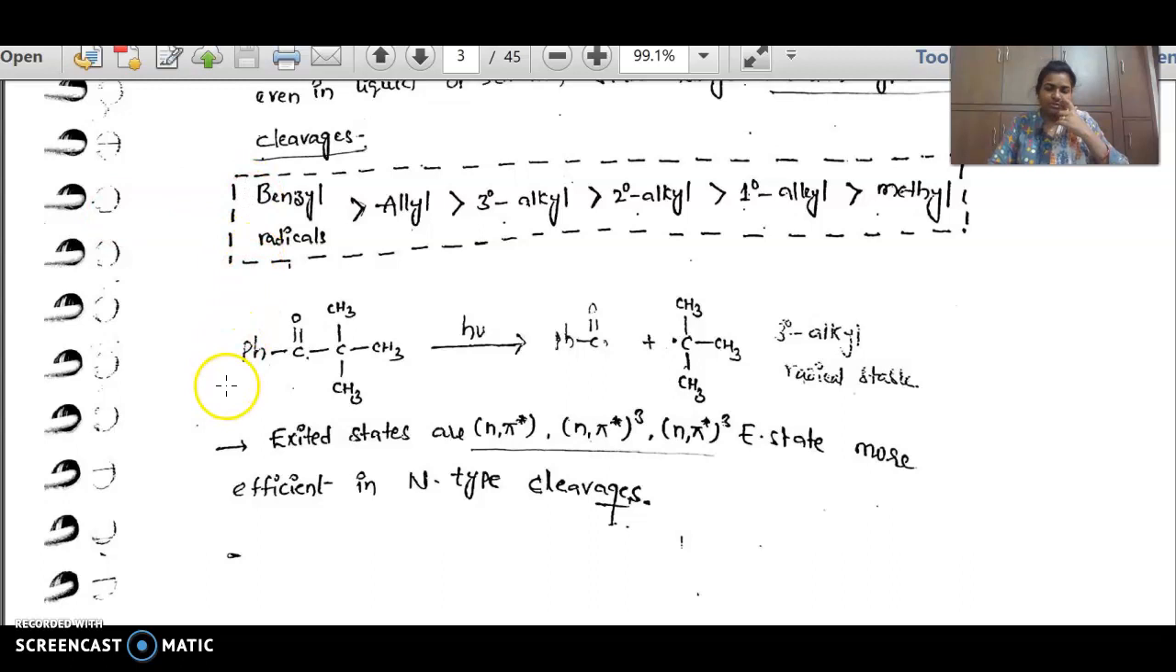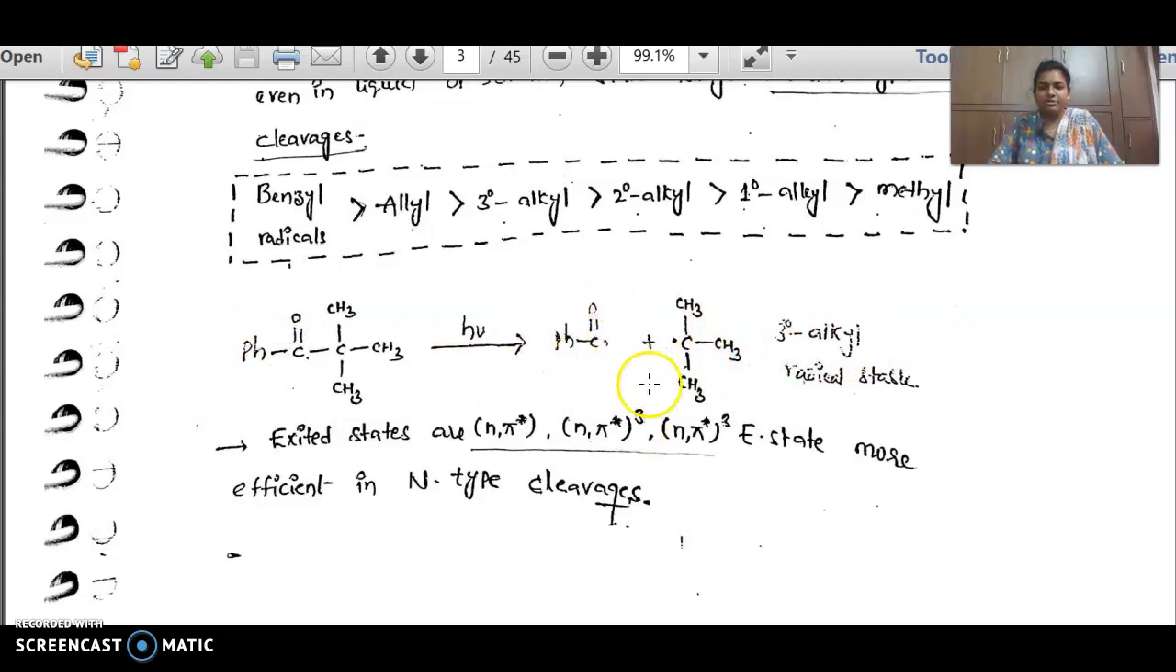Here, this is the C double bond O carbonyl functional group, this is an alpha bond, and this is also an alpha bond. If you break this alpha bond, you will get a phenyl radical and a tertiary alkyl acyl radical. If you break this other bond, you will get a benzyl radical and a tertiary alkyl radical.